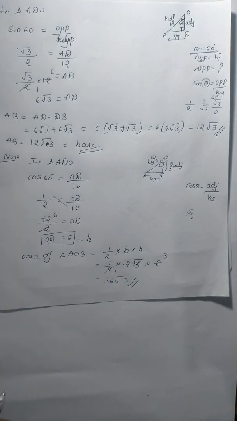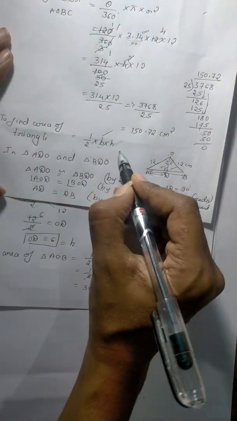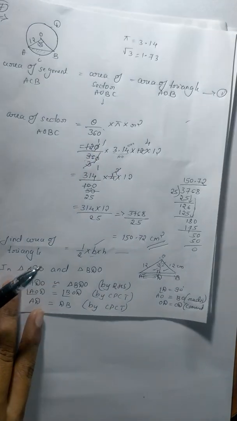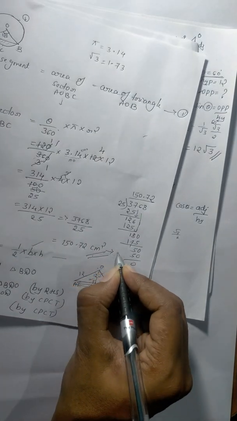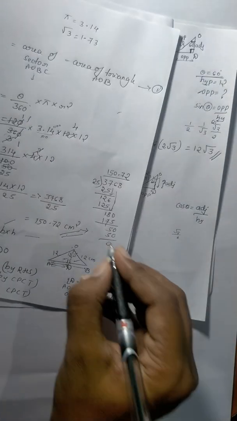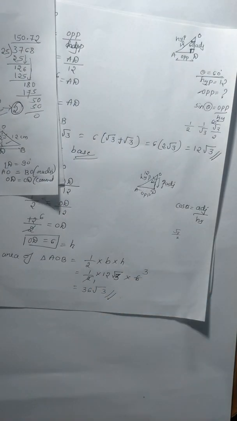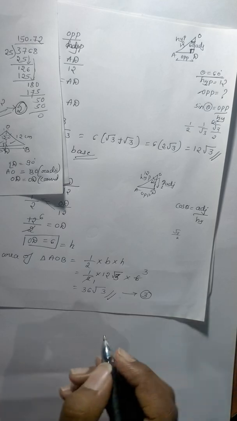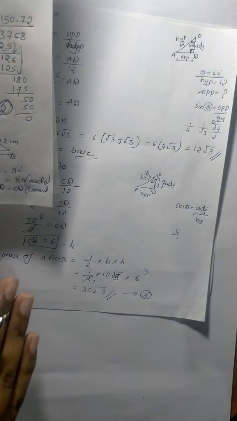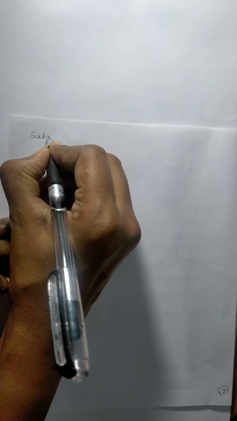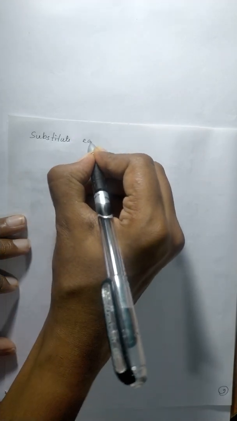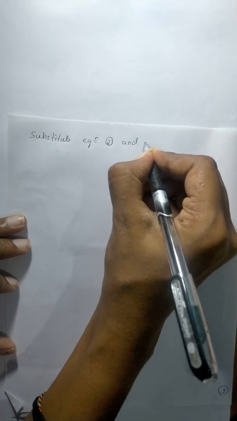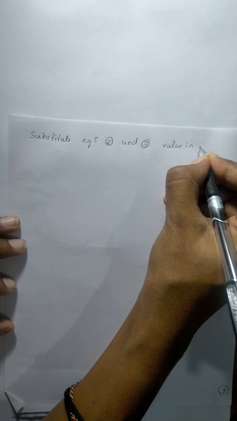So till now we have calculated the area of the triangle, and this is the area of the sector. We have to find the area of the segment. This value is the area of the sector, and this is the area of the triangle. We will call this equation 2, and then the next one equation 3. Substitute the equation 2 and 3 values in equation 1, the first one.